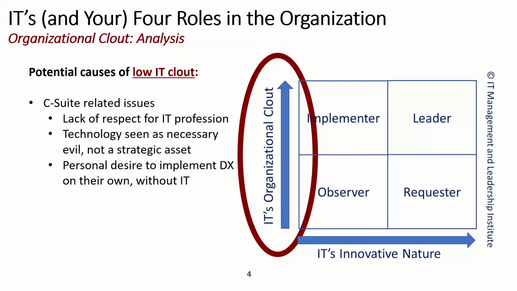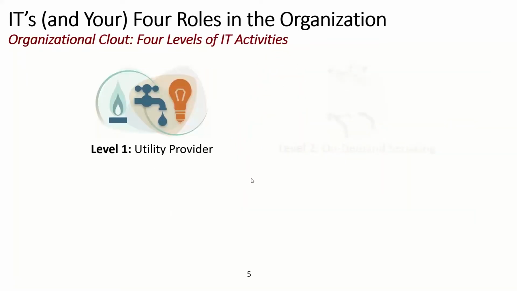What it also could be, which you have to consider, is could it be a potential weakness in IT's execution? And we'll talk about IT, when it goes to execute, when we do things in IT, it really falls under 4 specific categories. The first category is, well, IT is a utility provider.